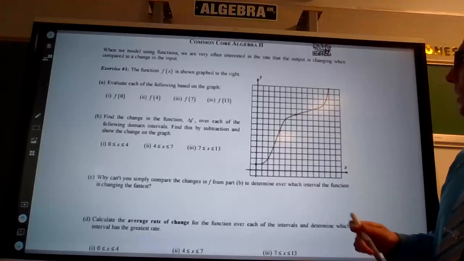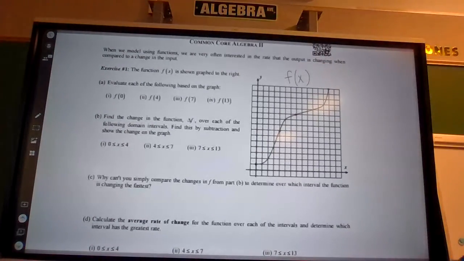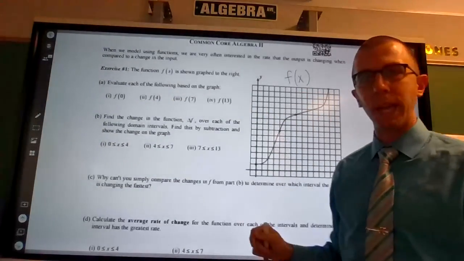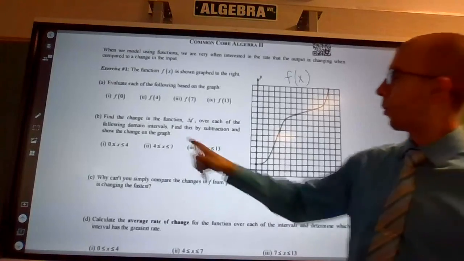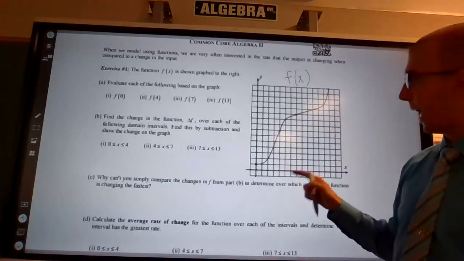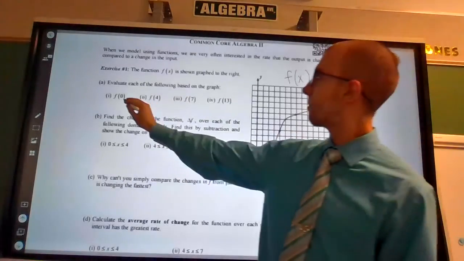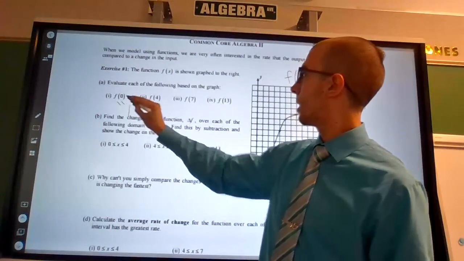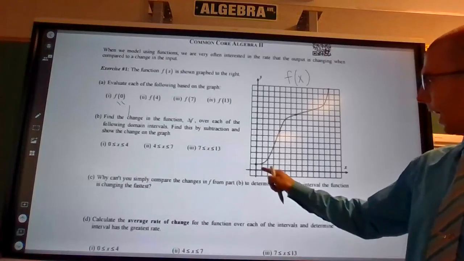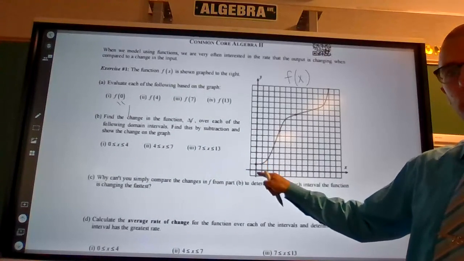So here we have the function f of x. Just going to label that. It's graphed right here, f of x. Evaluate each of the following based on the graph. So f of 0 means what is the function value when x is 0? So when x is 0, f of x equals 1. So f of 0 equals 1. When x is 0, y is 1, right at that point there.